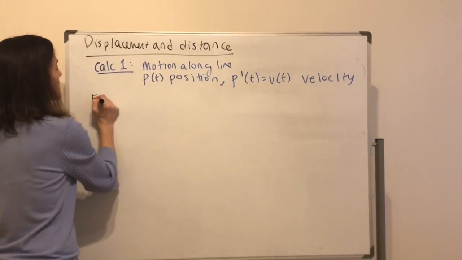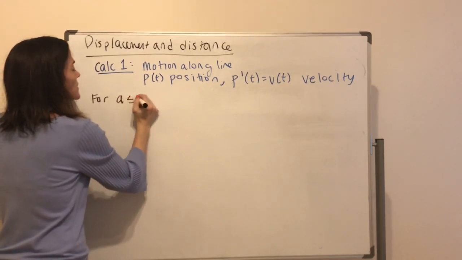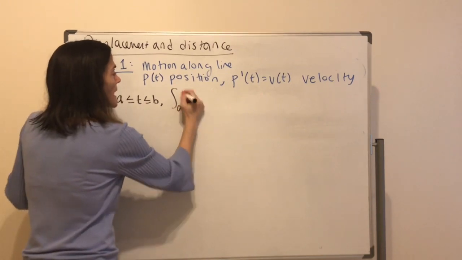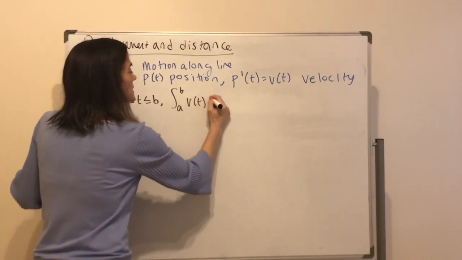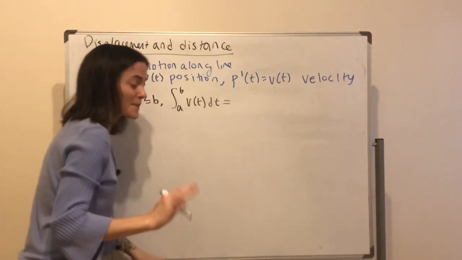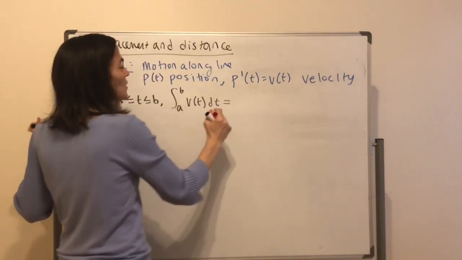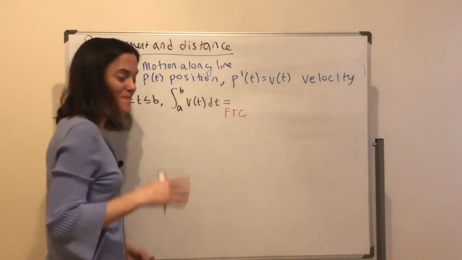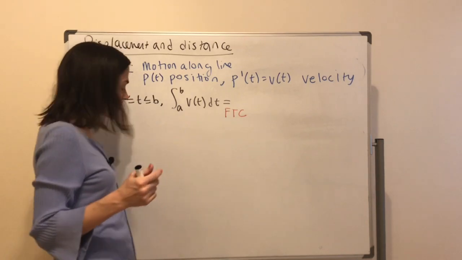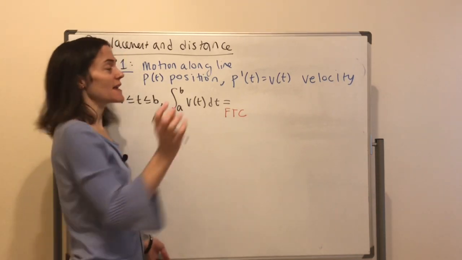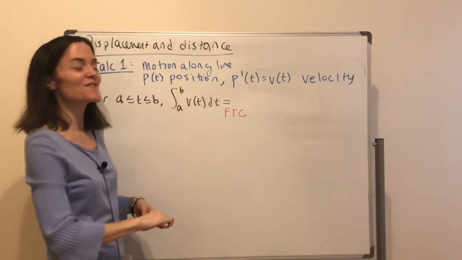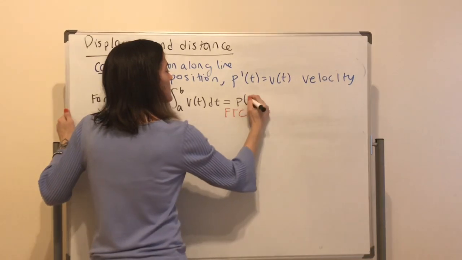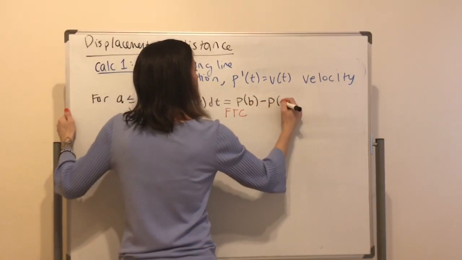So if we take a less than or equal to t less than or equal to b, and we integrate from a to b of the velocity dt, I'm going to look at this more than one way. We can think about the fundamental theorem of calculus, which is probably the way most people think about definite integrals. This would say find an antiderivative, evaluate at b, evaluate at a, take the difference. Well, here's an antiderivative, it's position. So we evaluate at b, evaluate at a, and take the difference.